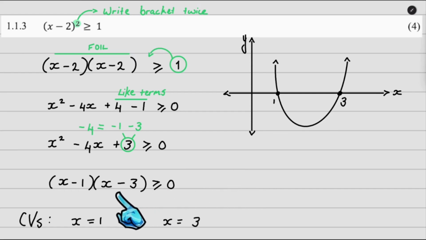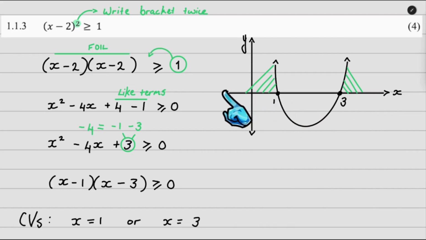Now it's kind of asking you, where is the y value of the parabola greater than 0? So if we have a look at the y-axis, it's where the parabola is above the x-axis, because then it gives you a positive y value. So it's the outskirts of the parabola. So we've got to write these two little regions as inequalities, or we can do interval notation. I'll do both for you.